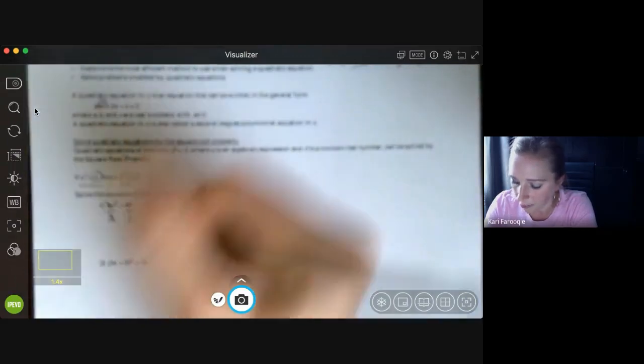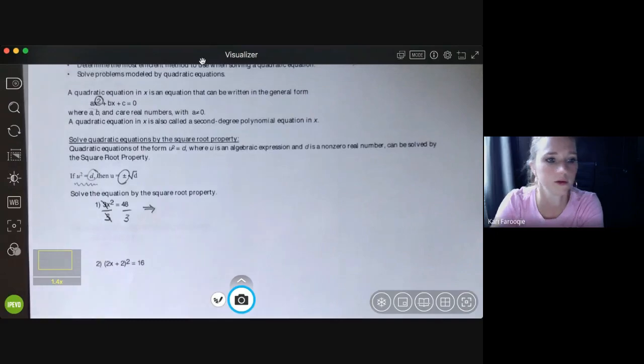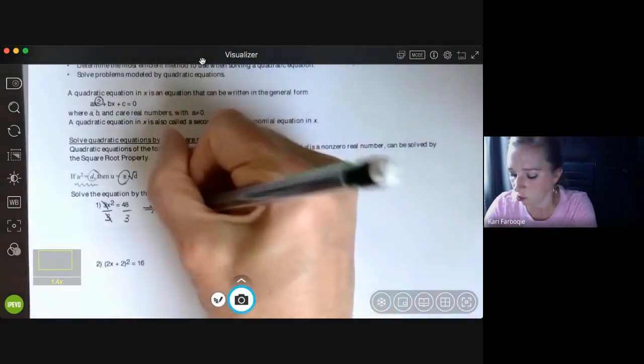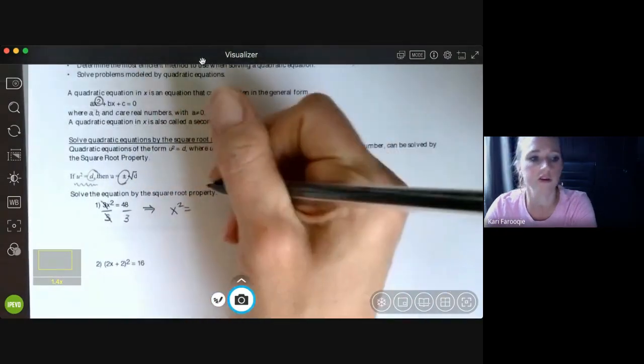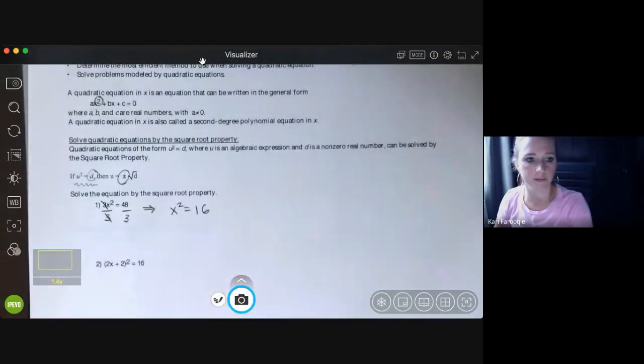then we can write a new equation. There we go. And the new equation would be x squared equals, and then 48 divided by 3 is 16.